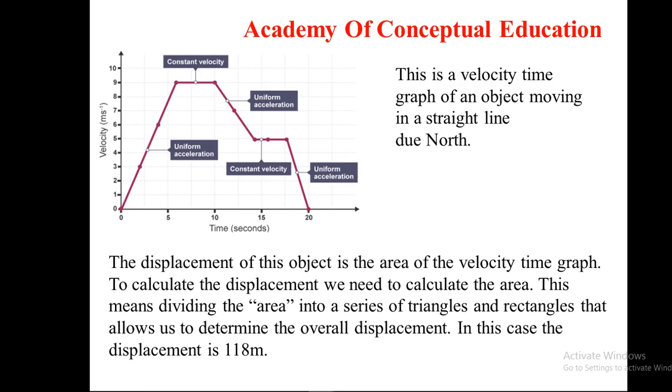Now we have discussed in detail what each portion means, how to find the distance, and how to find the acceleration, and in this case the displacement is 118 meters. Why is it 118 meters? Because you have to find the area under the curve. For distance you have to find the area under the curve, and then you have to add it. You have to divide it into different portions.